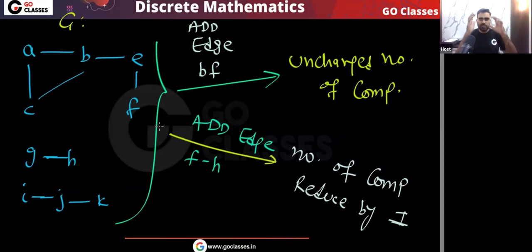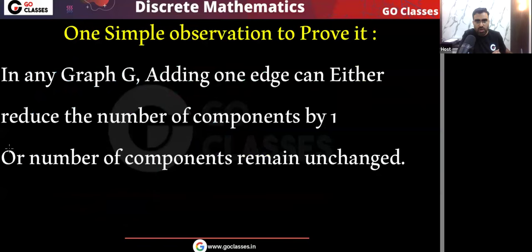Just think about it. It is just common sense. Just visualize this. Let's assume there are 10 components. Now if you add one edge, then it can happen that two components merge, so in total one component is reducing. Yes or no? Are you getting my point? Visualize in your mind. If there are 10 components and you are adding one edge, then what can happen? Two components can merge. Then the total number of components will decrease by one. So either the total number of components will reduce by one, or it will remain unchanged. Yes or no? So this is the simple observation you have to make.